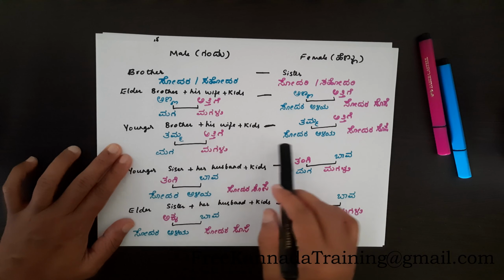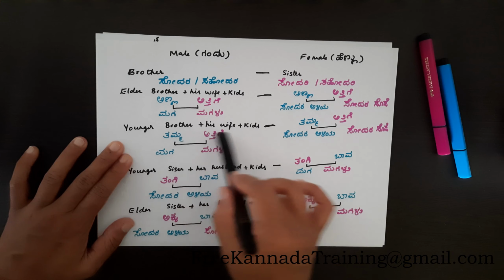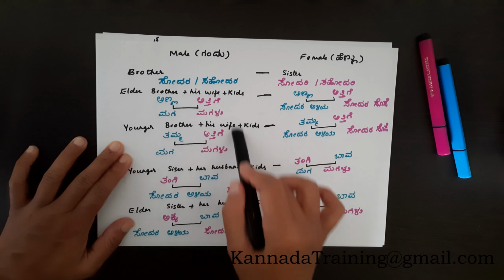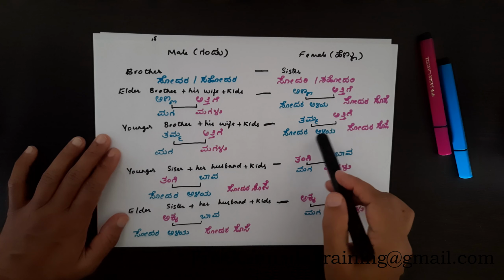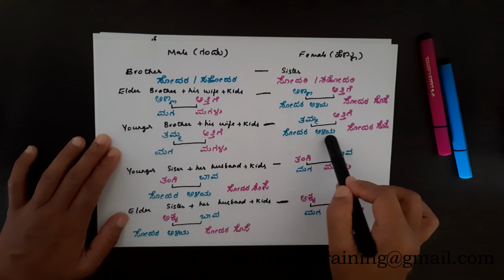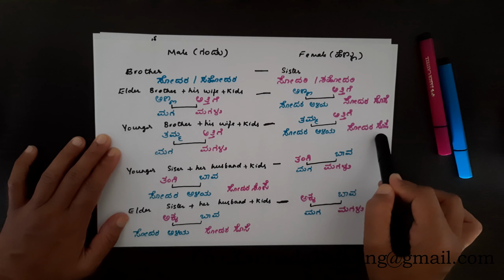If you are female, your younger brother will be Tamma and Attige same as if you are male. Their kids, Tamma and Attige's kids will be same. Sodara Aliya and Sodara Sose.